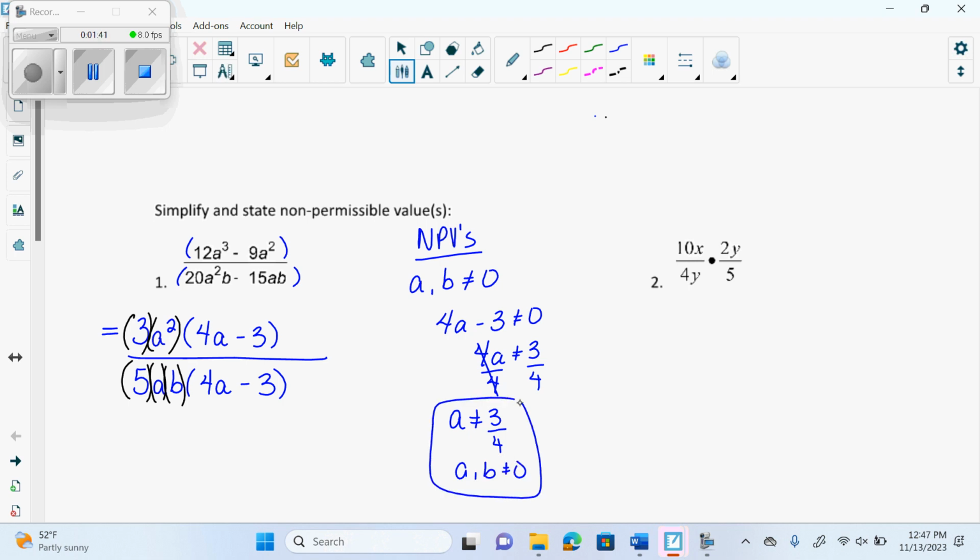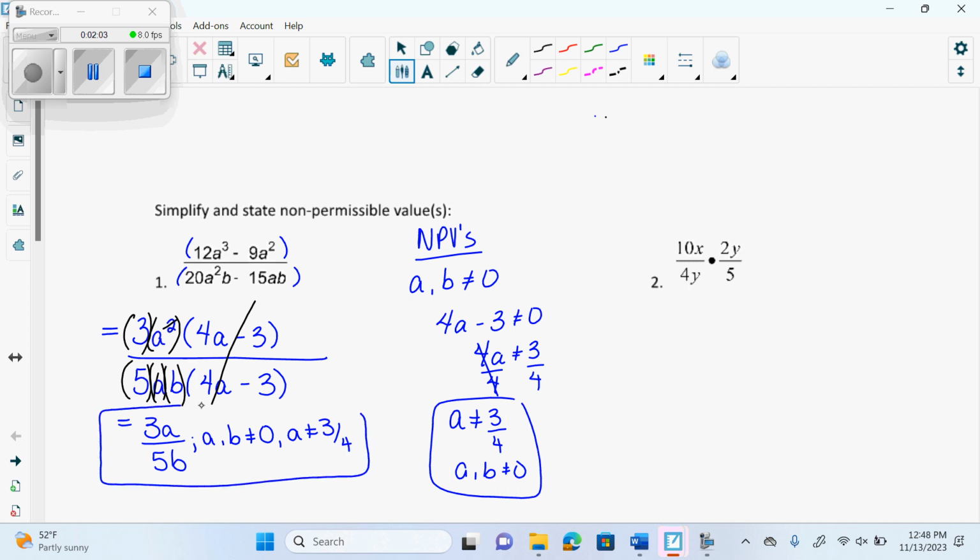Okay, once I state my non-permissible values, then I can cancel off like terms. We agree? So these can go, and this squared and this a can cancel. So I'm left with 3a over 5b. And I say a, b can't equal 0, and a can't equal 3/4. Box.